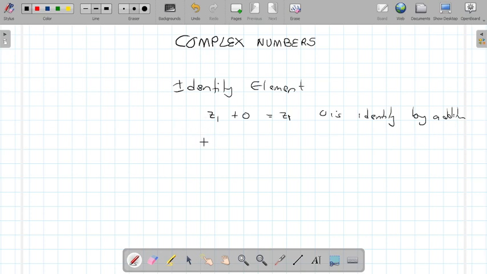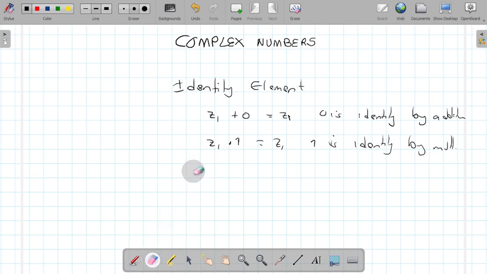With respect to multiplication, we know that Z1 multiplied by 1, and 1 is a complex number where the real part is 1 and the imaginary part is 0, is still going to give us Z1. This means that 1 is the identity by multiplication. All right. 1 is the identity by multiplication.